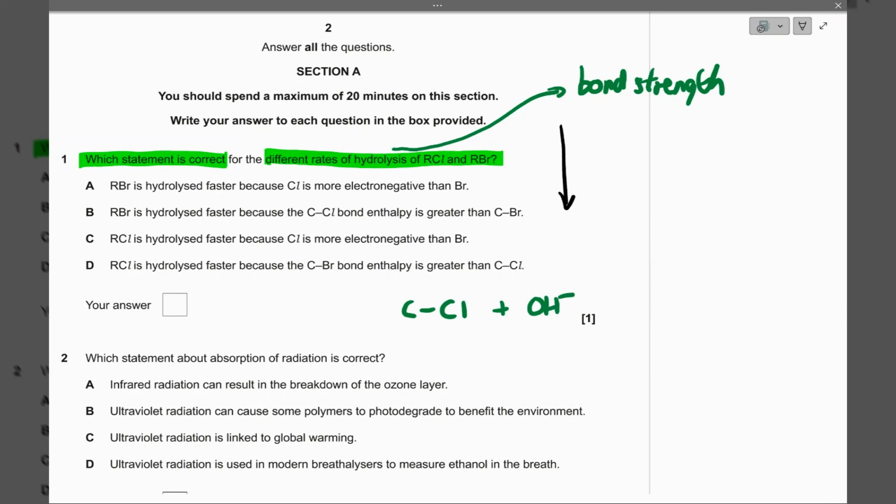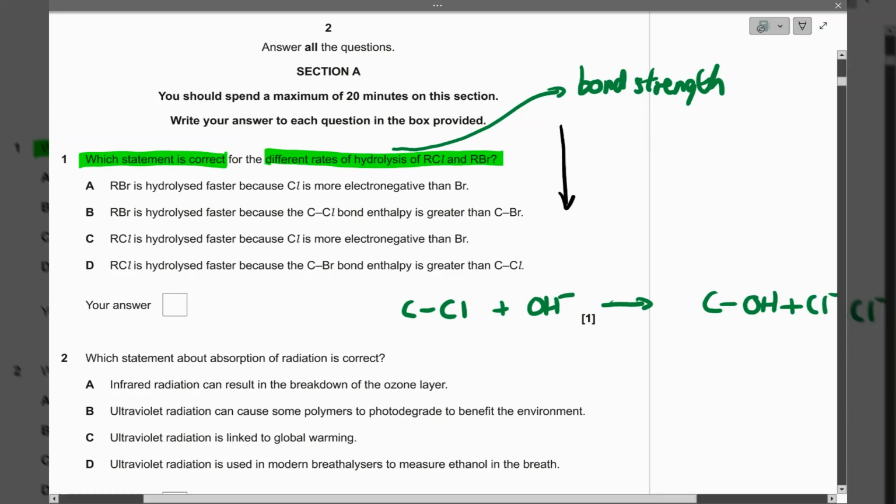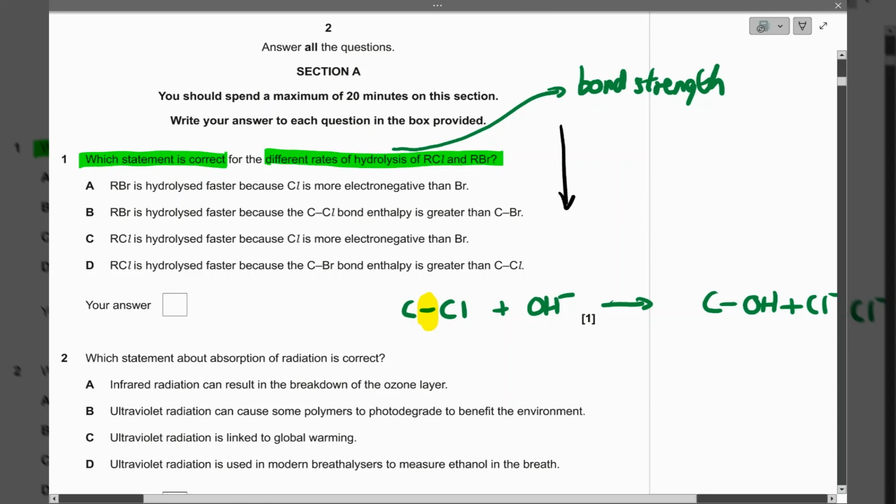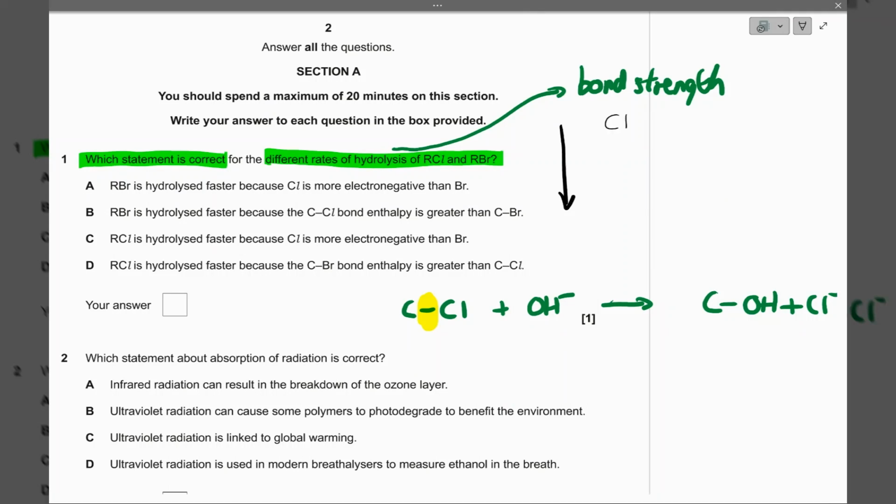OH minus or water. Okay, and that is going to go to C-OH plus Cl minus. Okay, now if that is the case, you've got to break this bond right here, and we need that to break really, really easily. So what affects this? What affects this is the size of the atoms. So Cl and Br, we have a larger atomic radius.